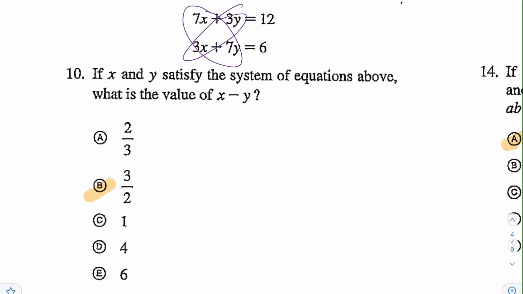And when you have this symmetry between the coefficients, you can actually just subtract these two equations. So 7x minus 3x will be 4x. 3y minus 7y will be negative 4y. That's equal to 12 minus 6, which is 6. And from here, you can factor out a 4.